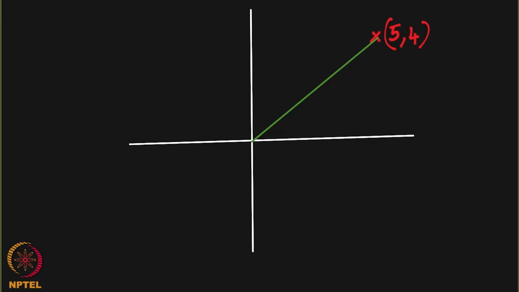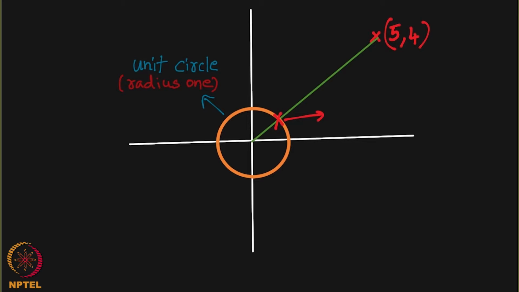And now what do I do? I draw a unit circle. What do you mean by unit circle? By a unit circle we mean a circle with radius 1, with center as origin. So what happens next? Here is a quiz question for you all. Can you compute what is this point? This very point here?